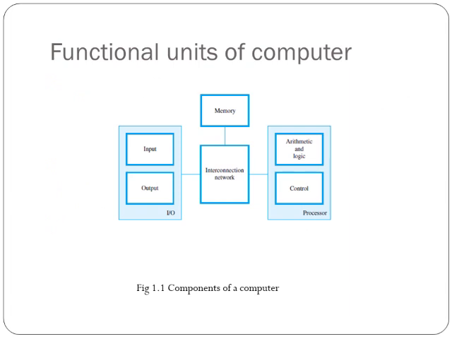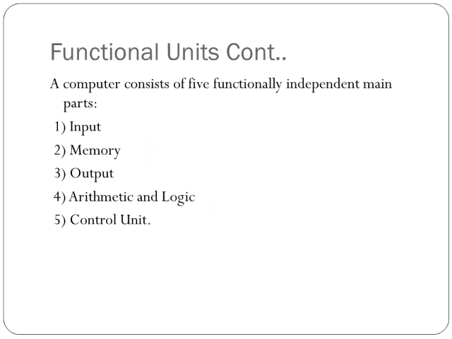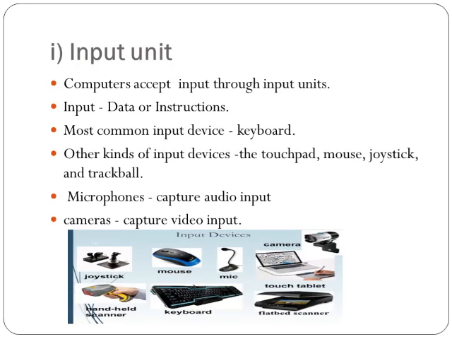Let me explain the functional units of computer. It is also known as computer system organization. There are 5 functional components of computer system: input unit, memory unit, output unit, arithmetic and logic unit, and control unit. Let me explain one by one. First one is input unit.